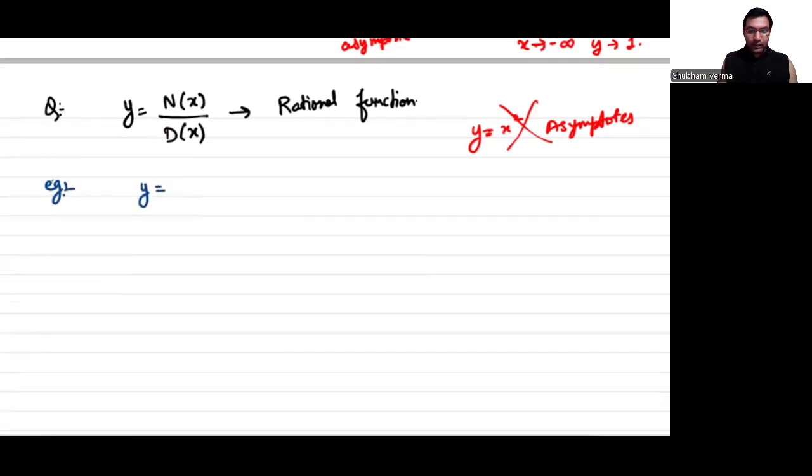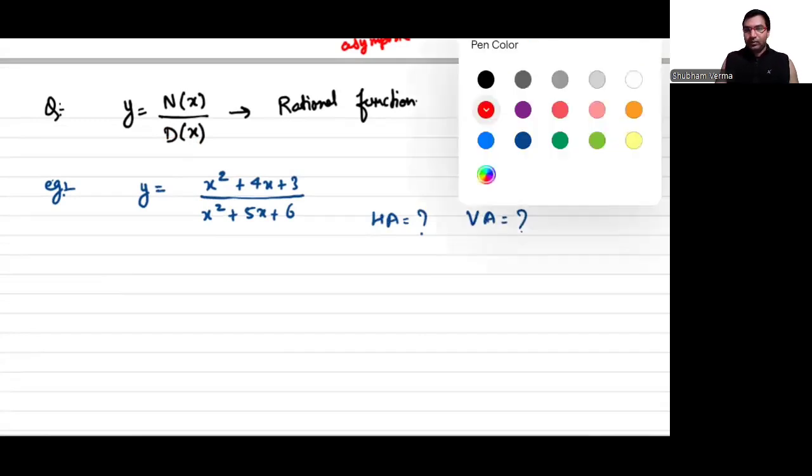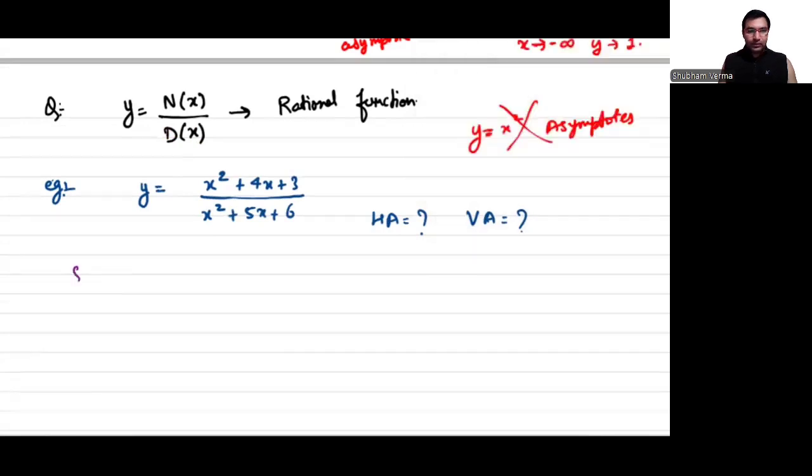So let me take an example over here. Let's suppose you have y equal to x square plus 4x plus 3 divided by x square plus 5x plus 6. Now, how do we find the horizontal asymptote? And how do I find the vertical asymptote? This is what the question is. So now what we do over here is the solution.